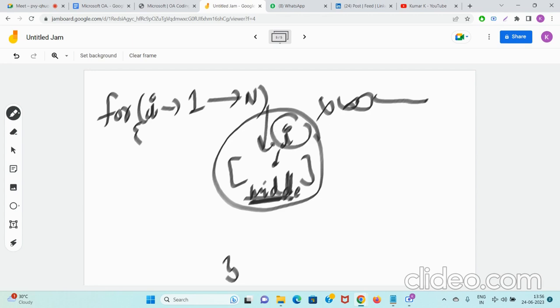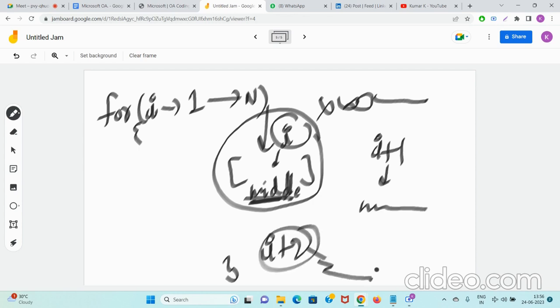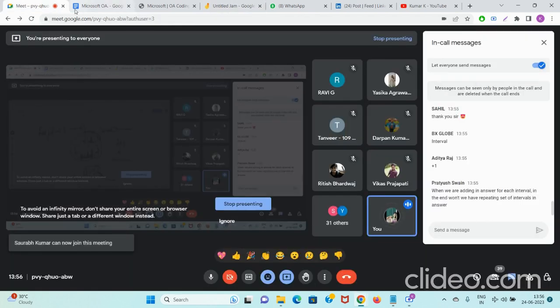तुमने i को एक बार middle consider कर लिया, done. अब next time तुम i plus 1 को middle consider करके solve कर रहे हो, फिर next time तुम i plus 2 वाले को middle consider करके solve कर रहे हो. अब जब हर बार अलग-अलग middle consider किए हैं, तो सारे answer unique हो जाएंगे. Clear Rahul, the trick.